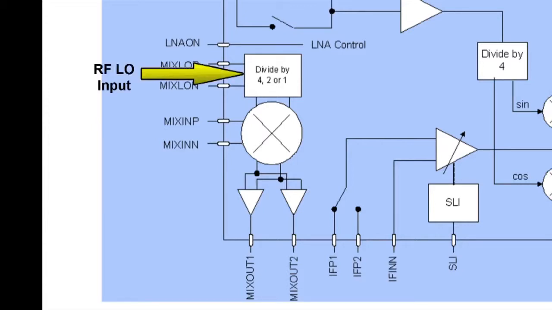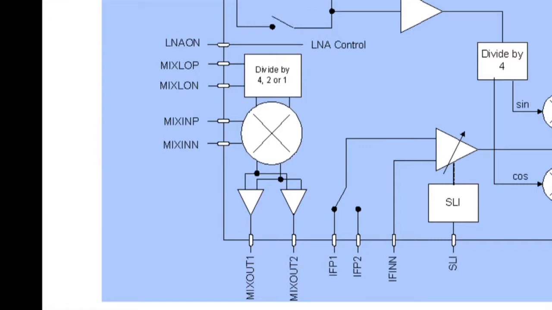The external RF LO can be applied to the CMX992 as a differential input or as a single-ended input. The LO drive level requirement is as low as -10 dBm. RF LO divider ratios of 1, 2, or 4 are software selectable.